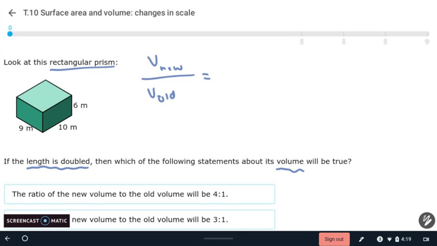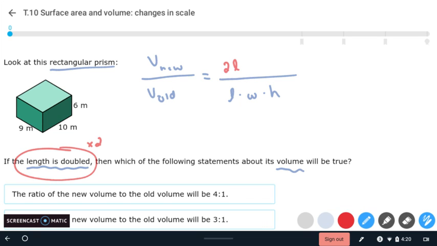So here, the volume of a rectangular prism, that normal formula is length times width times height. And then for our new shape, what we're going to do is apply the rule they gave us. So they said the length is doubled. Doubled means we're going to multiply that length times 2. So we've got 2 times the length, but the width and the height are the same as they were before.